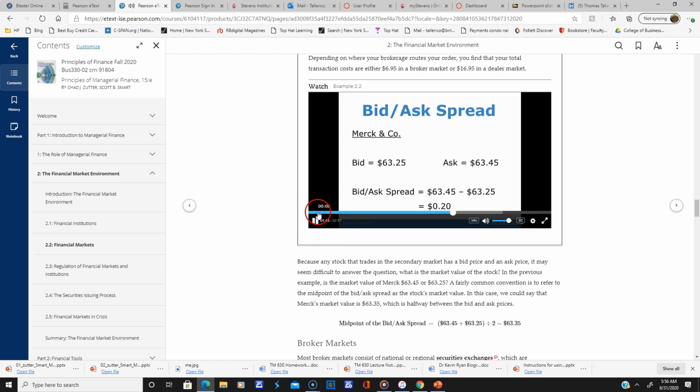In this example, suppose that you want to place a market buy order for 100 shares of Merck & Company stock through an online E-Trade brokerage account that charges a flat commission of $6.95 for equity trades. The current market prices for Merck are a bid price of $63.25 and an ask price of $63.45. Subtracting the bid price from the ask price, we find that the bid-ask spread for Merck is 20 cents. It is worth noting that the midpoint of Merck's bid-ask spread is $63.35, so we could say that Merck's market value is $63.35.